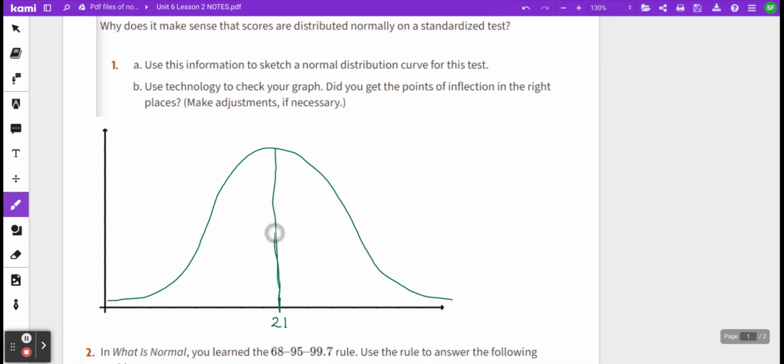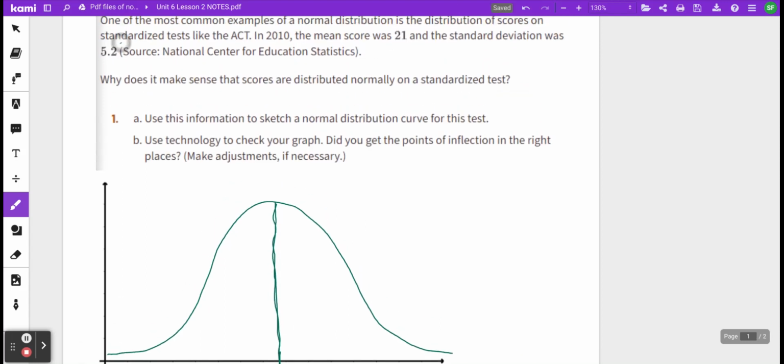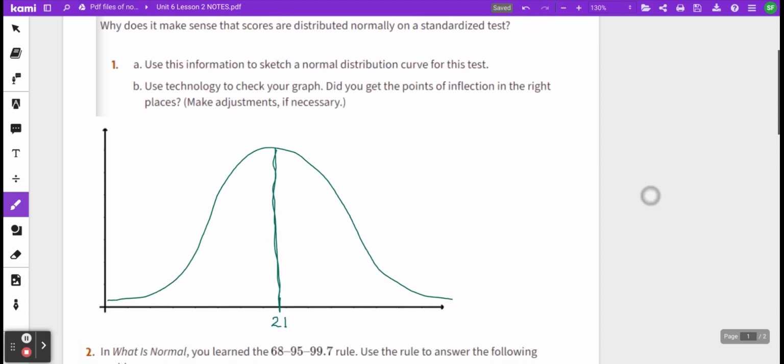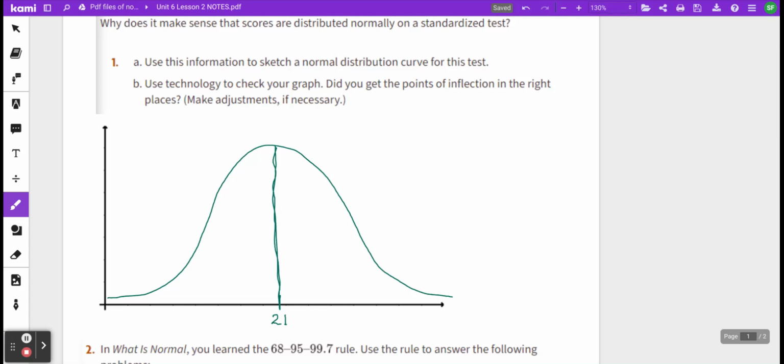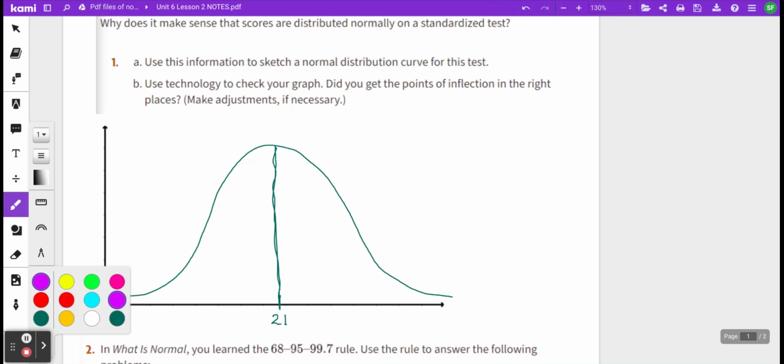So what is in the middle? Okay, so we know that also the standard deviation was 5.2. So for the first standard deviation, we're going to add 5.2 to 21. We're going to get 26.2. Then if we add again another 5.2, we'll get 31.4. And add another one, we get 36.6.